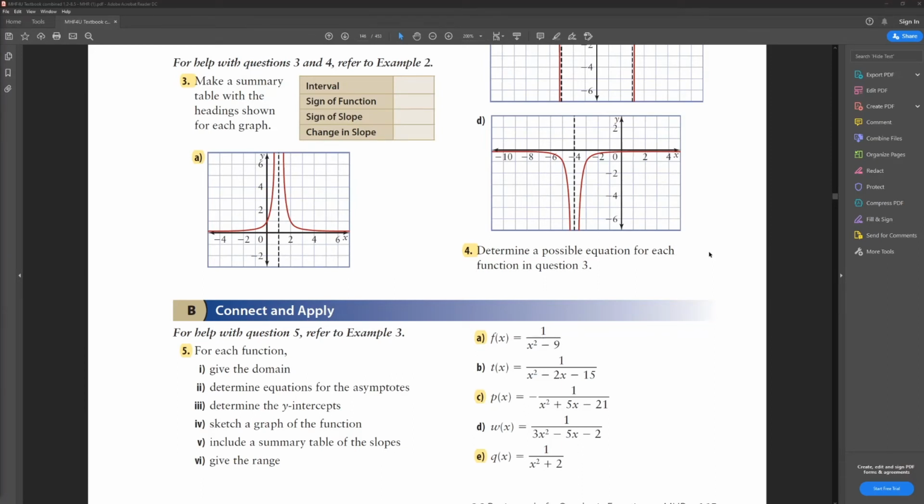Now we have a y-intercept at (0, 1), so substitute those values in. We have 1 equals a, which is the top value, divided by (0 minus 1) squared. So what we get is 1 equals a divided by 1, so a equals 1. Therefore, our function is f(x) equals 1 over (x minus 1) squared.